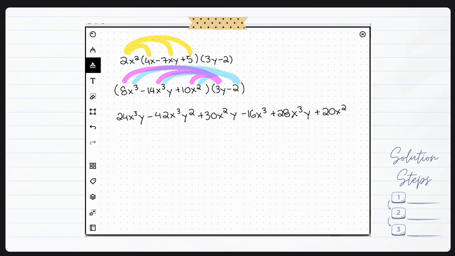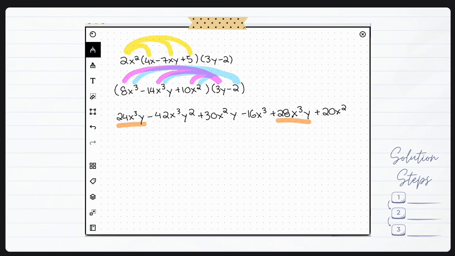So now we're going to scan our polynomial and check for like terms. So we have x cubed y and x cubed y squared. Those are not like terms because that exponent on that y is different. And then we have x squared y. That's also a different term. Right here, I see an x cubed y and an x cubed y, so those are like terms, and we're going to combine those like terms.